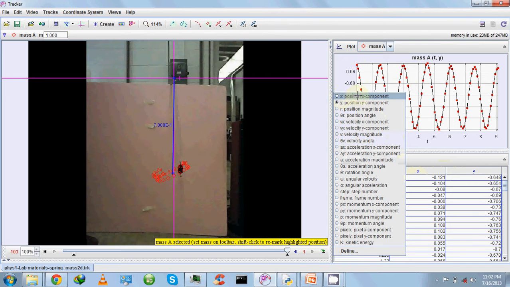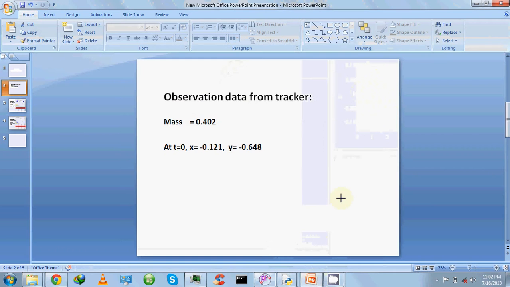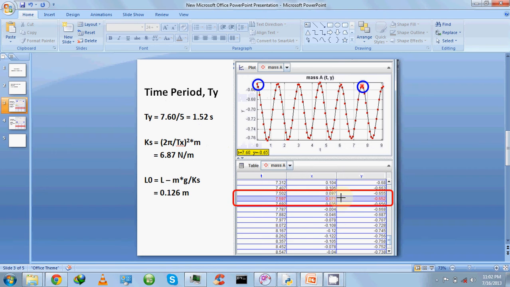Here we have the mass and the initial position data, and we will calculate the time period in y direction taking an average of 5 oscillations, which comes out to be 1.52 seconds. Using this time we can calculate the stiffness of the spring, which is 6.87 Newton per meter, and the initial length of the spring to be 0.126 meters. Using these inputs, let's build our computational model.